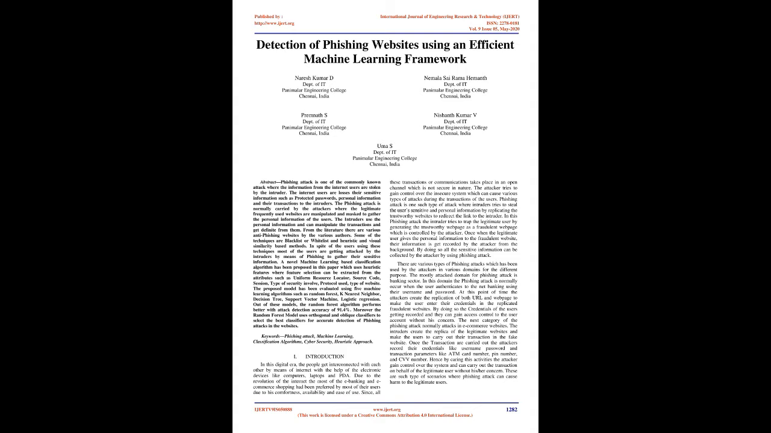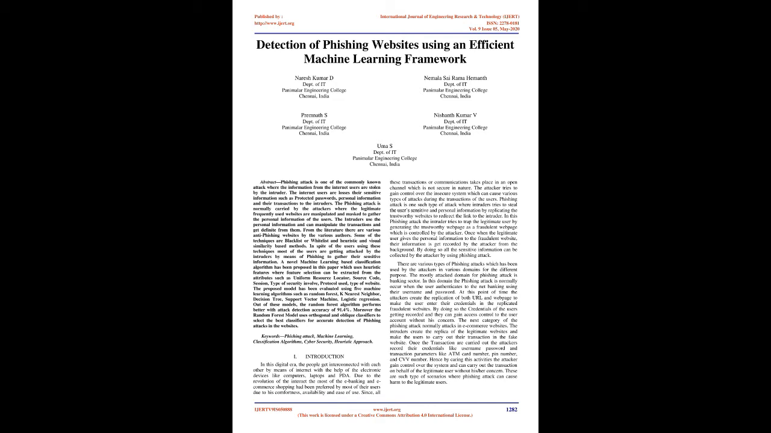There are various types of phishing attacks which have been used by attackers in various domains for different purposes. The most attacked domain for phishing attack is the banking sector. In this domain, the phishing attack normally occurs when the user authenticates to net banking using their username and password. At this point, the attackers create a replica of both the URL and web page to make the user enter their credentials in the replicated fraudulent website.